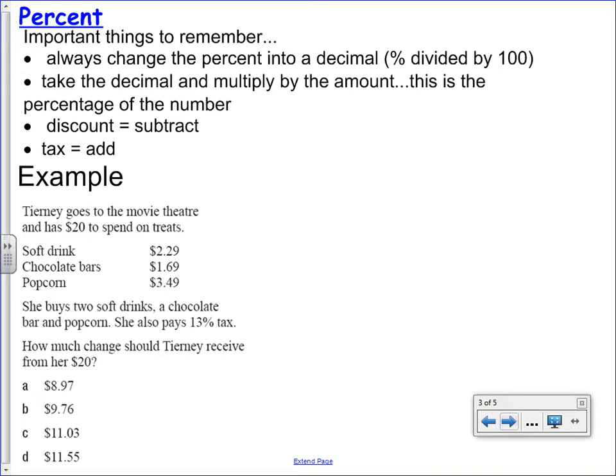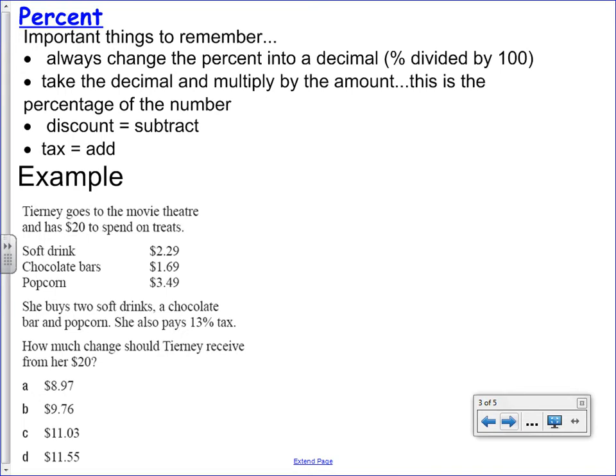Okay, percent. Important things to remember. Always change the percent to a decimal. You do that by taking your percent and dividing it by 100. You take the decimal and multiply it by the amount. This is the percentage of a number. In discounts, you need to subtract. Tax, you need to add. Okay, this was actually a test question here.